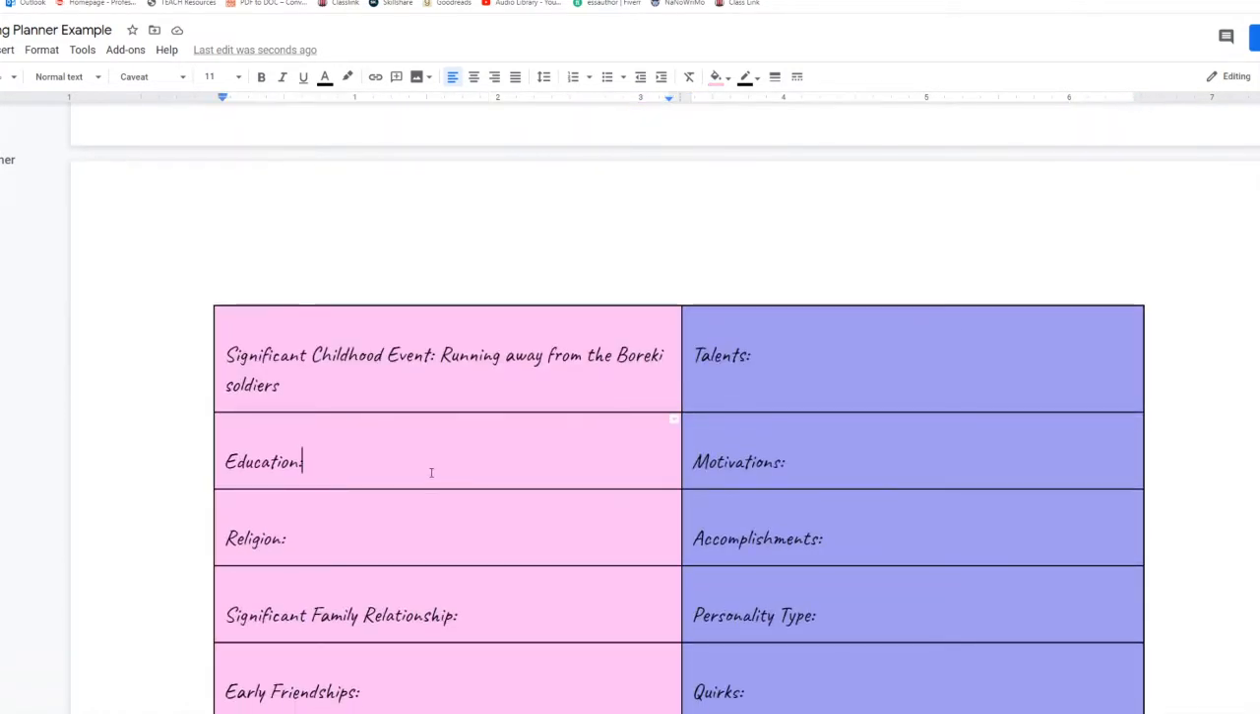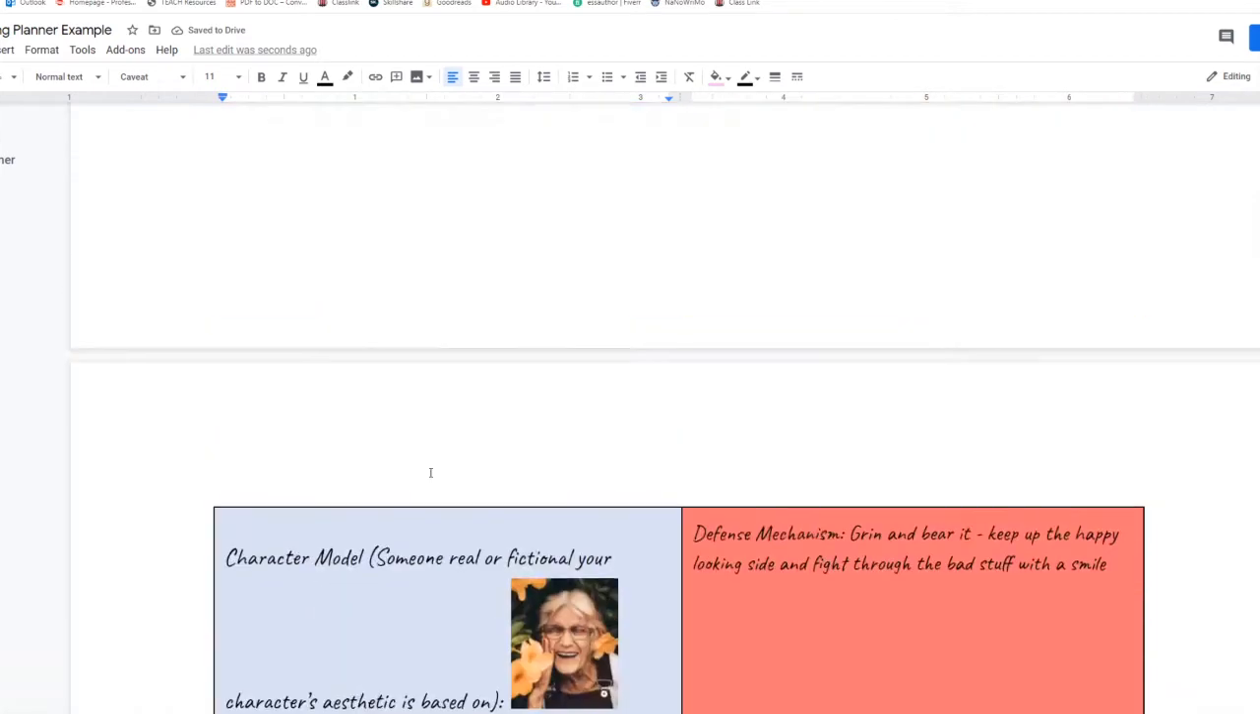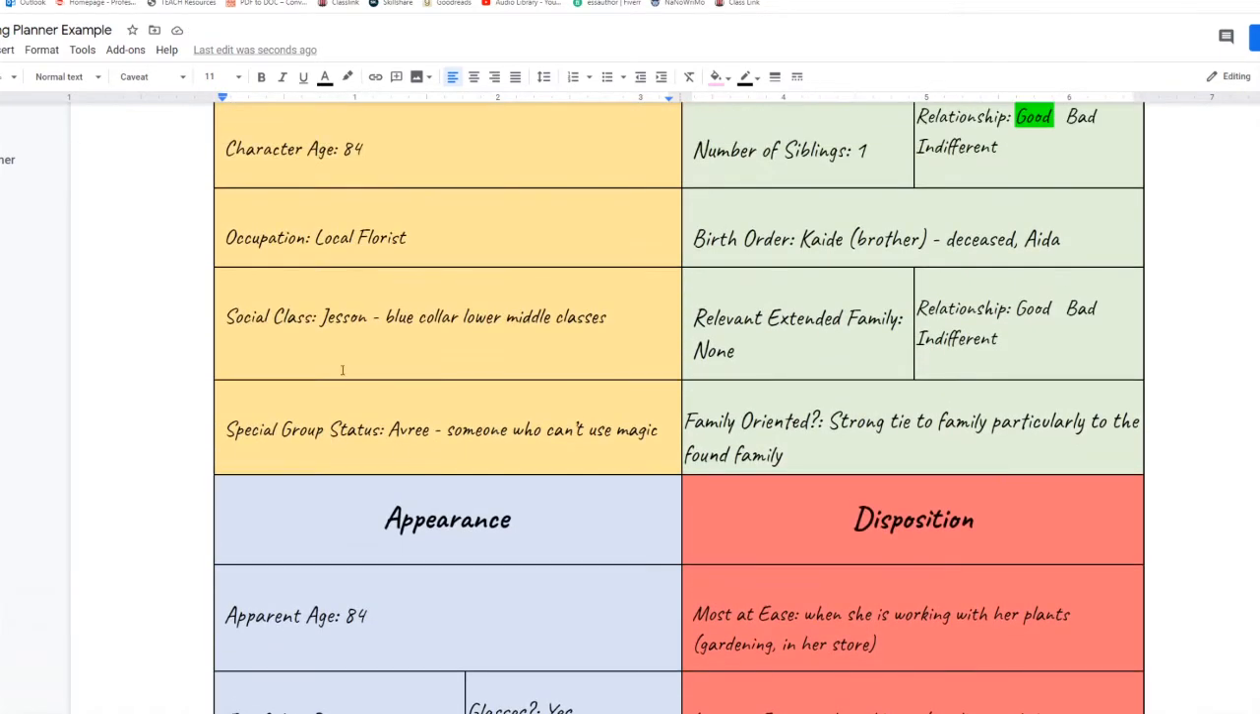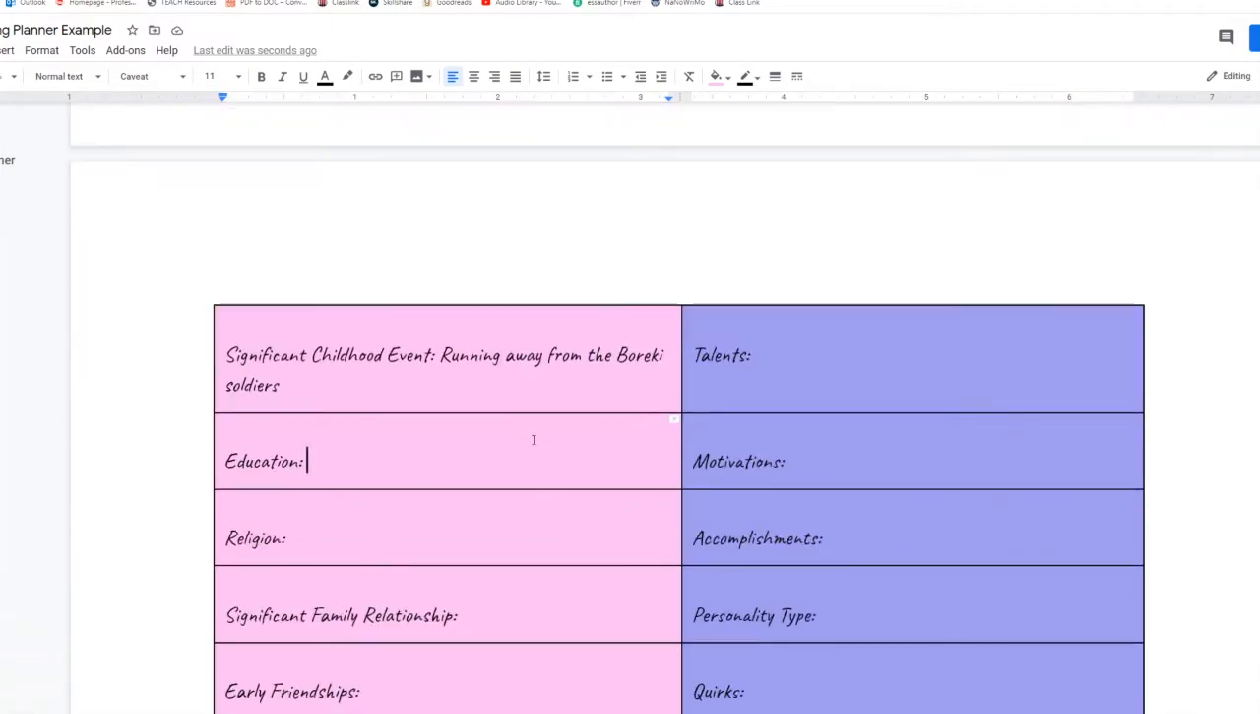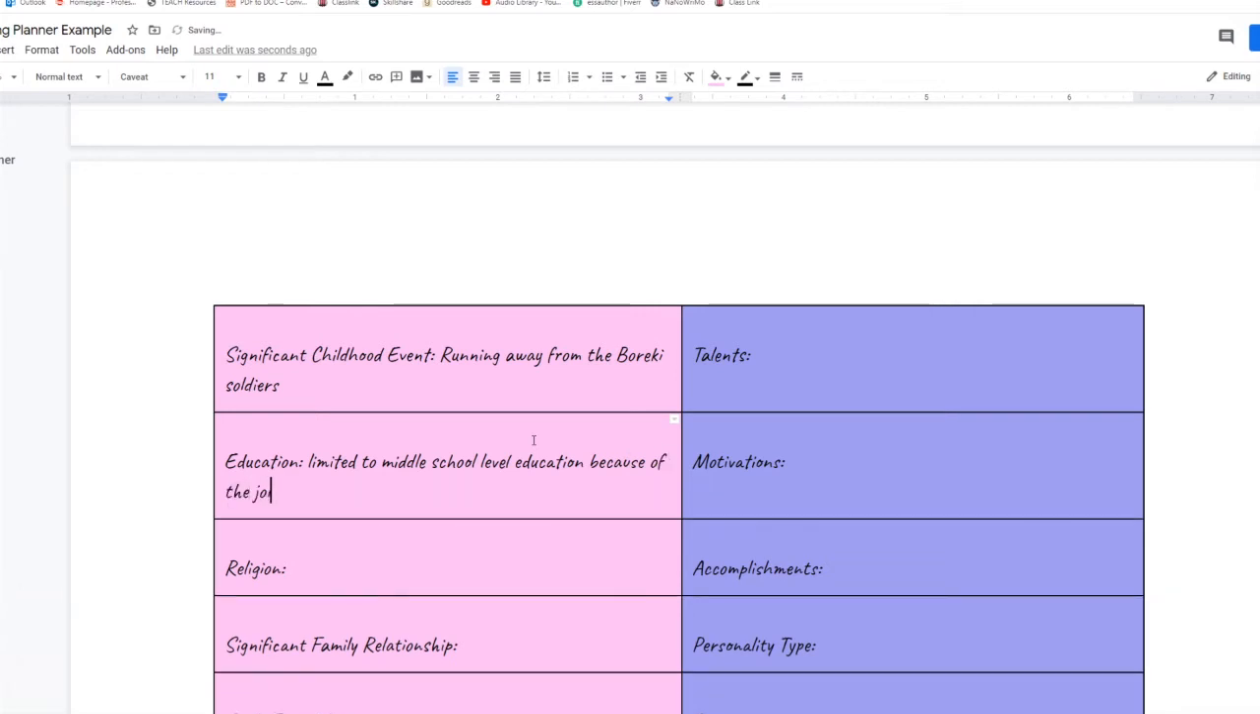For her education, I previously mentioned it as well, that she is in a social class and a special group for this world that would put her at a lower standing, which also would put limits on her education opportunities. So for her, I'm going to say that she was limited to a middle school level education because of the joint status of her being both a Jesson and an Avery, which is all part of the world building section versus the character building section. But we'd already gone over what those terms mean in the previous video.